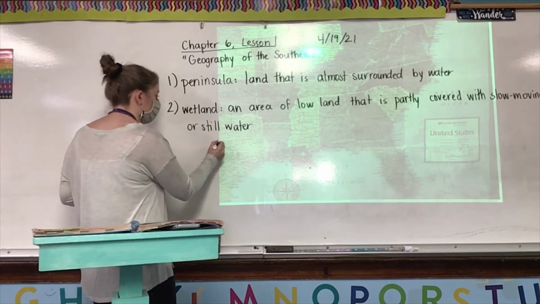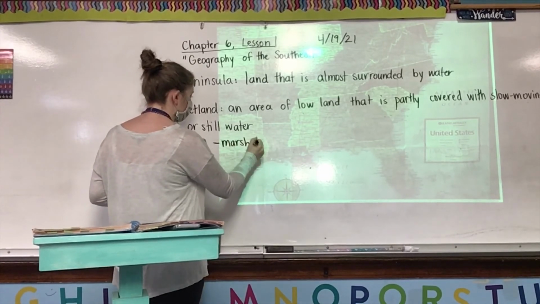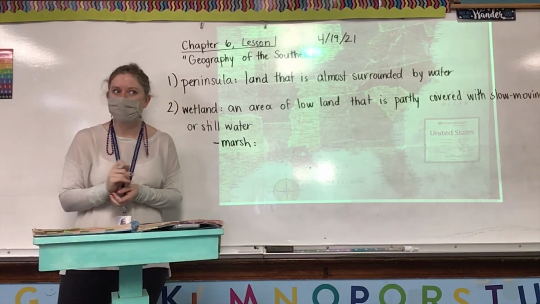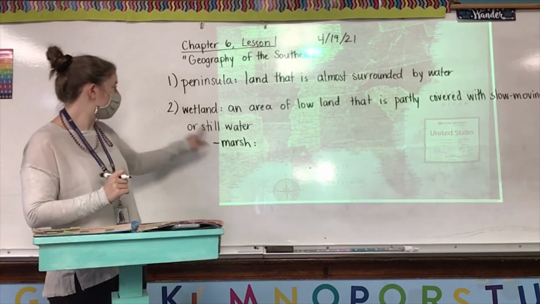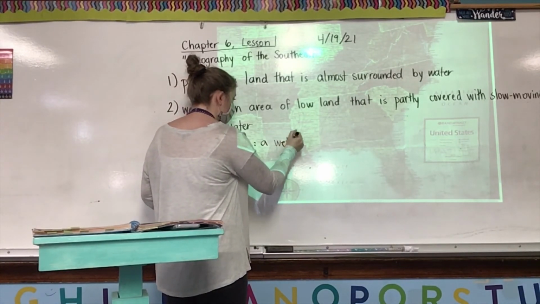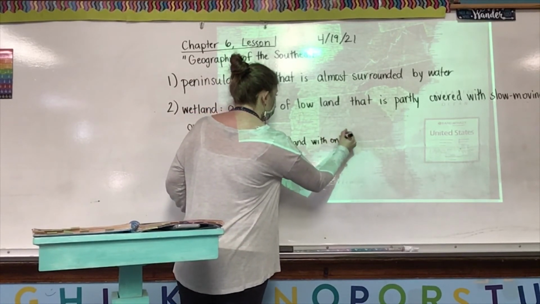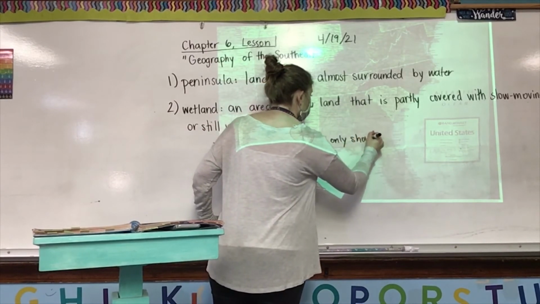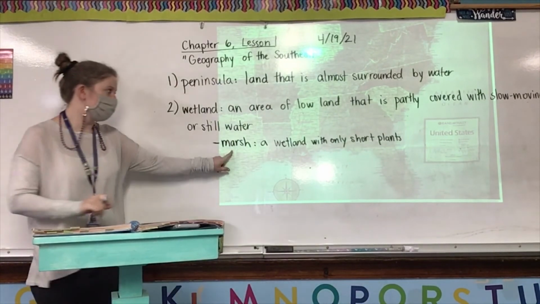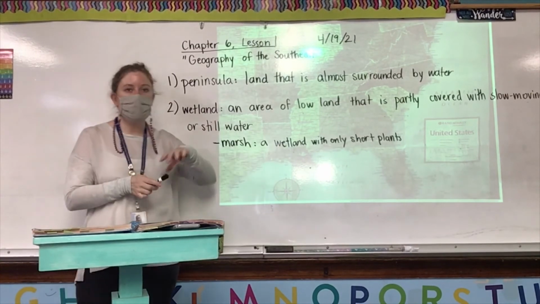In some wetlands, only short plants grow. These wetlands are called marshes. So keep that in mind. Let's add a little thing. It's not a new word, but it's so that we know, because there will be a question on your test. What's the difference between marshes and another thing? A marsh is a wetland with only short plants. So a marsh is a wetland, this area of low land that is partly covered with slow-moving or still water, but it only grows short plants.